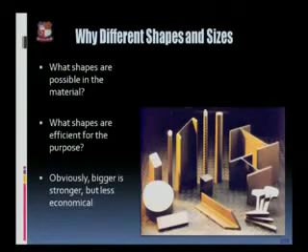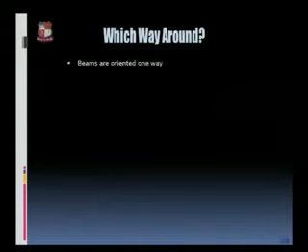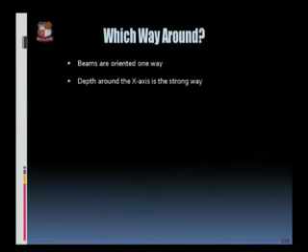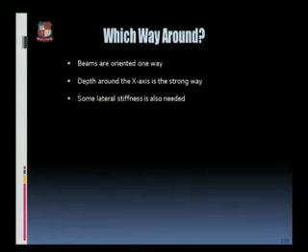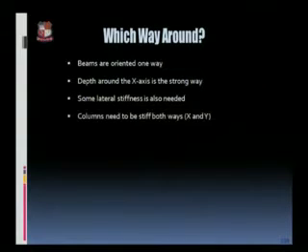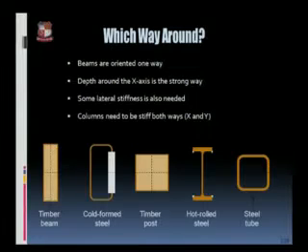You can see I section, angle section, circular, and rectangular, right? So these are the different shapes. Now, which way around are beams oriented? Depth around the x-axis is the strong way. Some lateral stiffness is also needed. Columns need to be stiff both ways, x as well as y-axis. So here we have shown timber beams, cold formed steel, timber post, hot rolled steel and steel tubes.